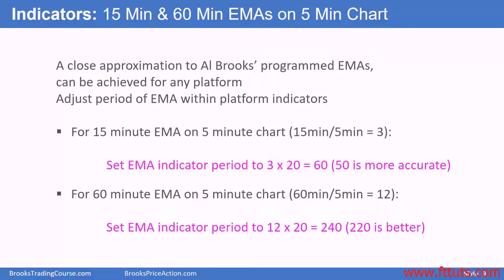You're actually better off using a smaller number like 220. That is a more accurate number if you're trying to get an approximation of the 60-minute moving average on the 5-minute chart. And the same is true for the 15-minute. You can say a 15-minute is 3 times bigger than a 5-minute, so 3 times 20 is 60 bars in your indicator. But because of overlapping bars on the 5-minute chart that get ignored on the 15-minute chart, using a number smaller than 60 is more accurate. 50 is usually better than 60.